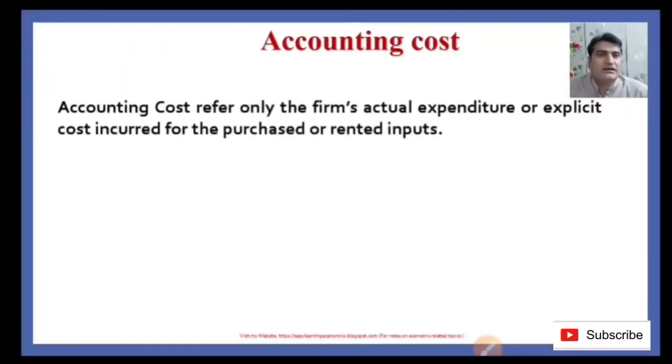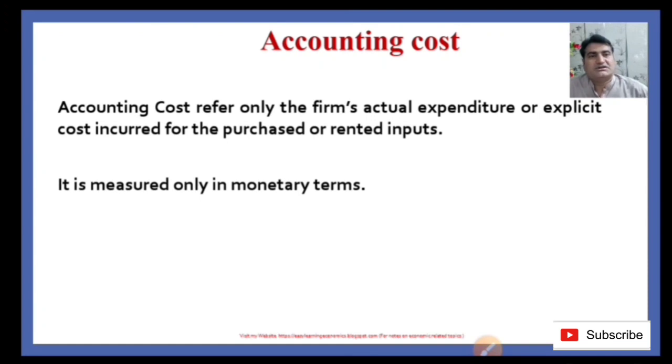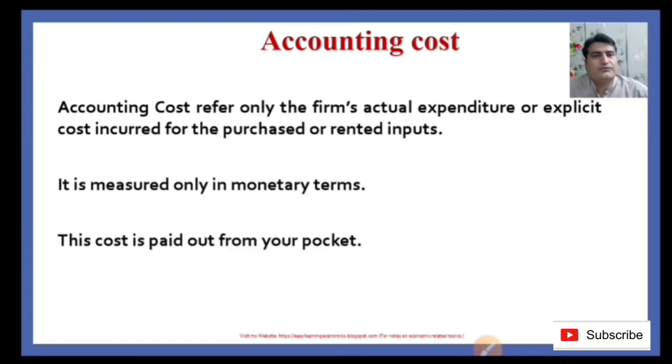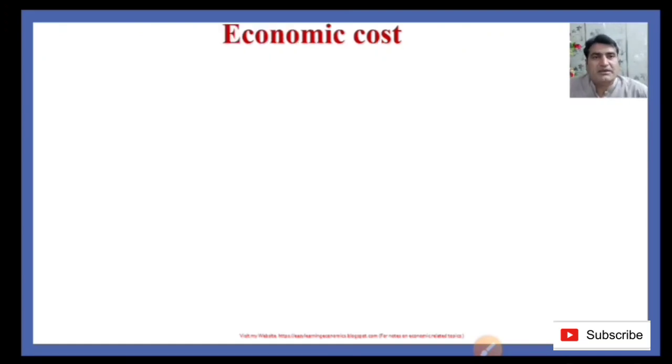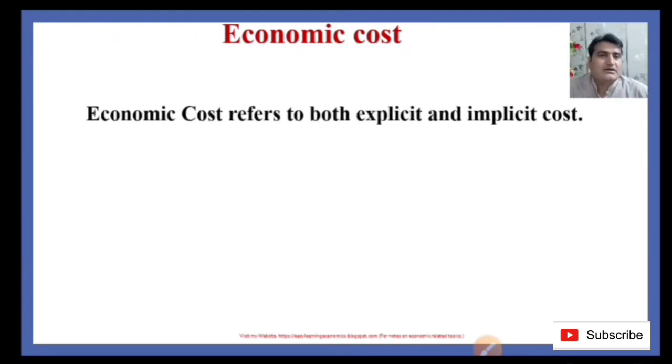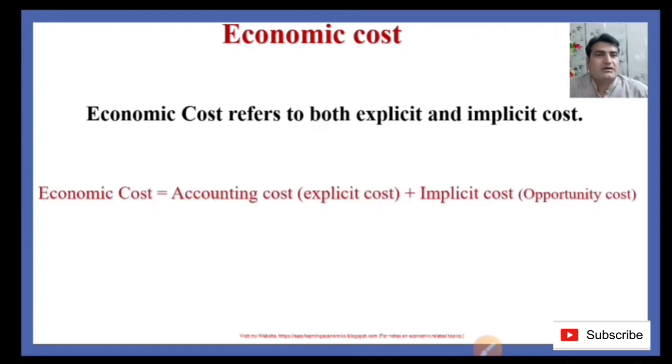So what is accounting cost? Accounting cost refers only to the firm's actual expenditure or explicit cost incurred for the purchased or rented inputs. It is measured only in monetary terms. This cost is paid out from your pocket. What is economic cost? The economic cost refers to both explicit and implicit cost. So economic cost can be expressed as accounting cost or explicit cost plus implicit cost or opportunity cost.